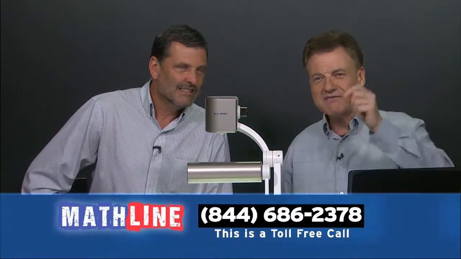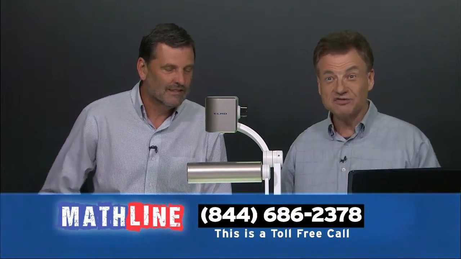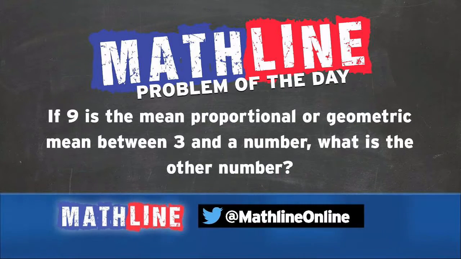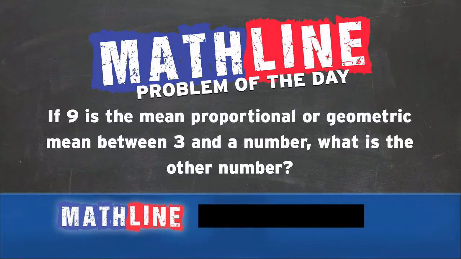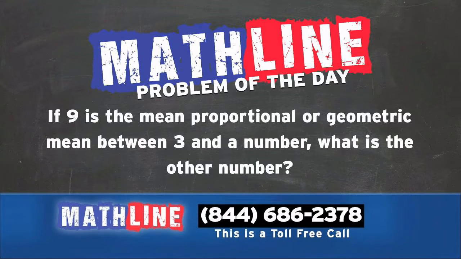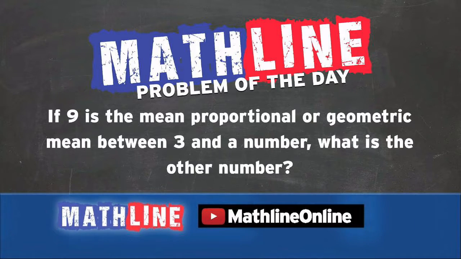Speaking of getting this fun started, folks, we have a problem of the day just for each of you. And here we go. Gary, read that one for them. Okay, it's a mean problem. If 9 is a mean proportional or geometric mean between 3 and a number, find the other number.